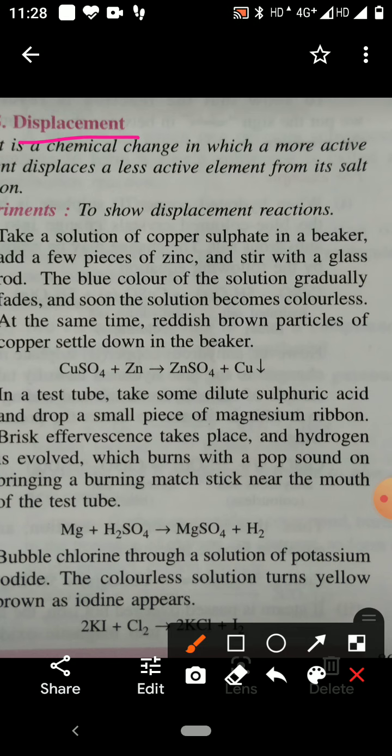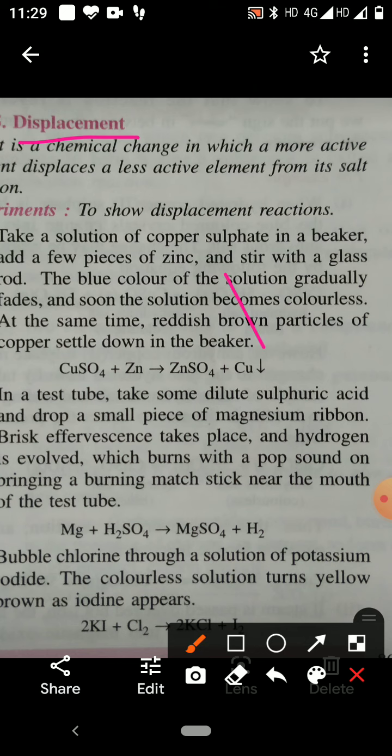This reaction takes place only in aqueous solution. Here one element or one radical is more reactive. The more reactive one will displace the less reactive element or less reactive radical.